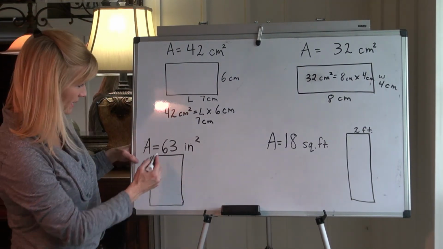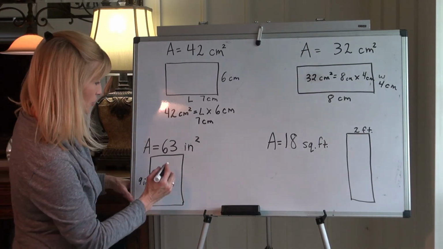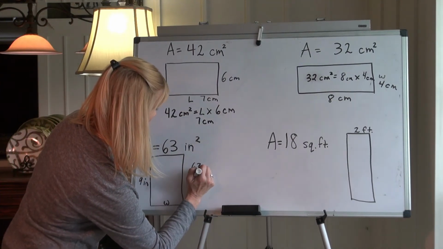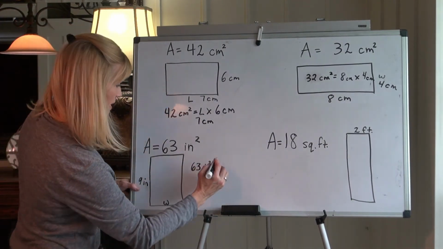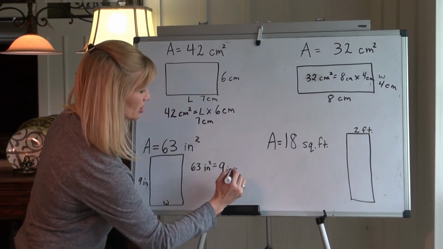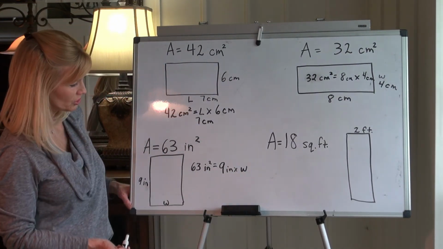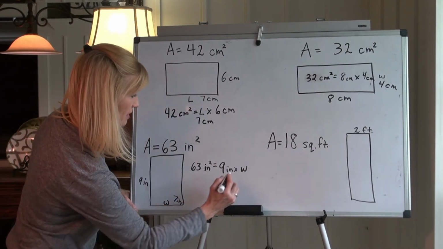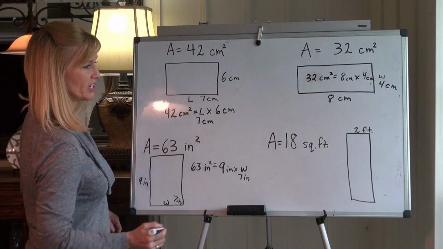Over here, 63 square inches. The long side is 9 inches. So now we're looking for the width down here. So we know 63 square inches is our area. So we plug in our length, which is 9. That's how long it is. Okay, and times the width. That's our question mark here. 9 times what equals 63? Well, that would tell us that we know that the width is 7 inches. So we can plug in our number and label our diagram. So our width is 7 inches.